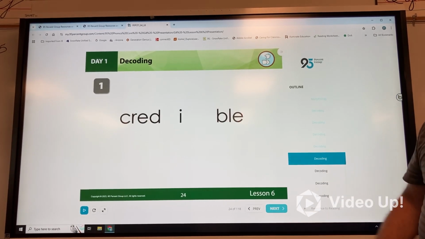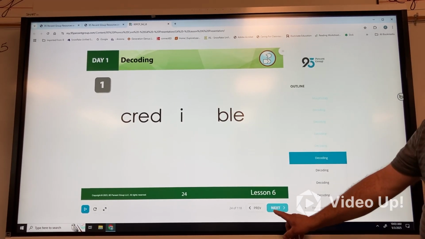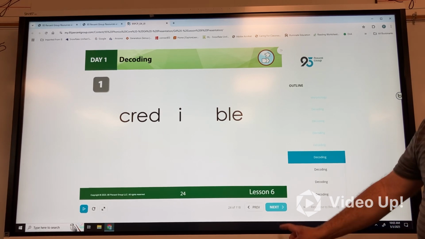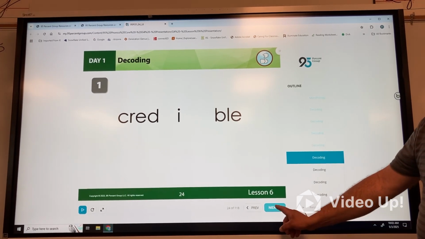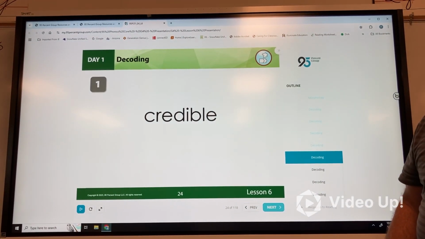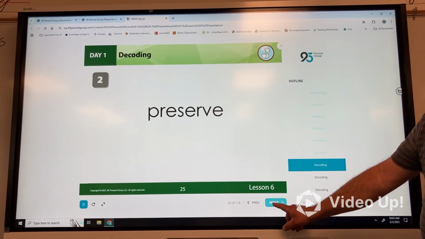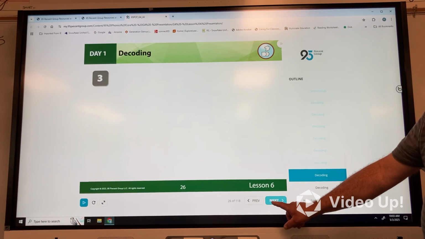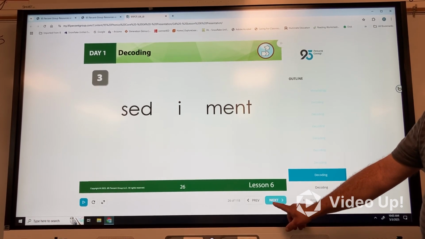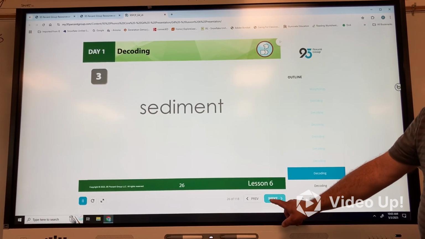When we decode words, we break them into syllables. We have the kids practice. So for example, they would say cred, i, ble, and then put the word together and read it all together: credible. And we'll do this for each of our 4 weekly words that they'll encounter in their reading.